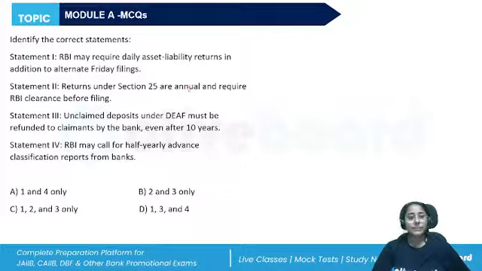Identify the correct statements. RBI may require daily asset liability returns in addition to alternate Friday filings. Returns under Section 25 are annual and require RBI clearance before filing. Unclaimed deposits under the DEAF must be refunded to the claimants by the bank even after 10 years. And RBI may call for half yearly advance classification reports from the banks.